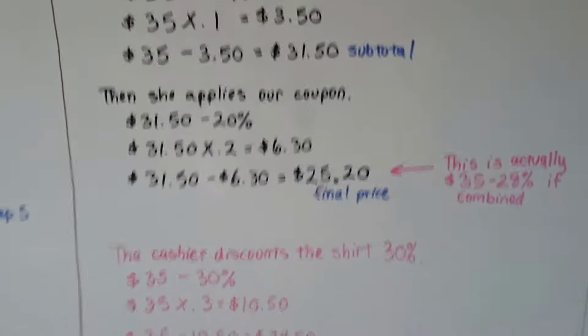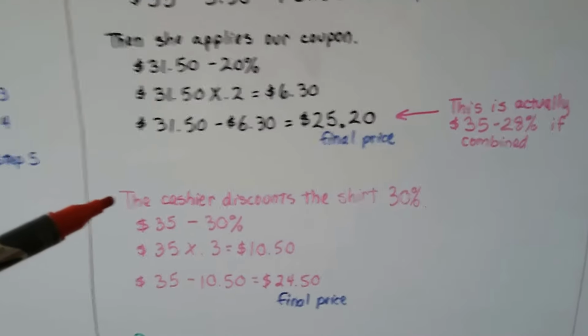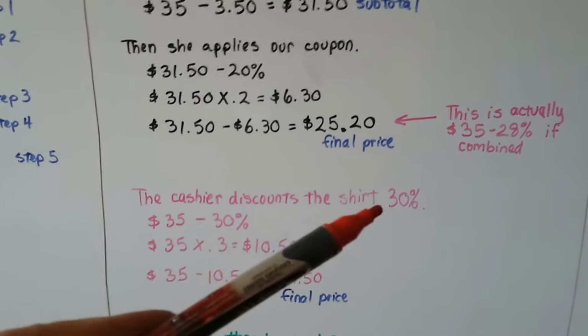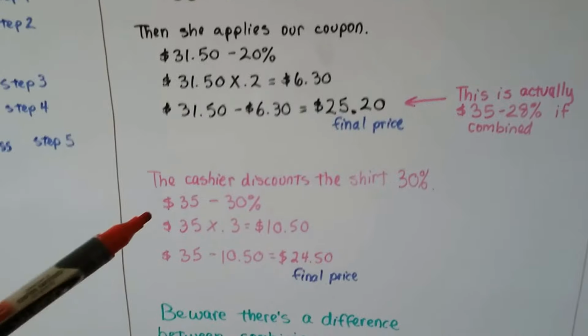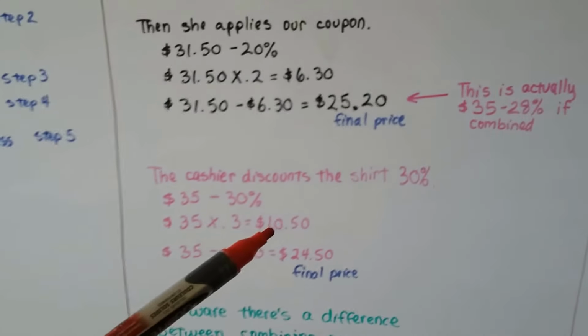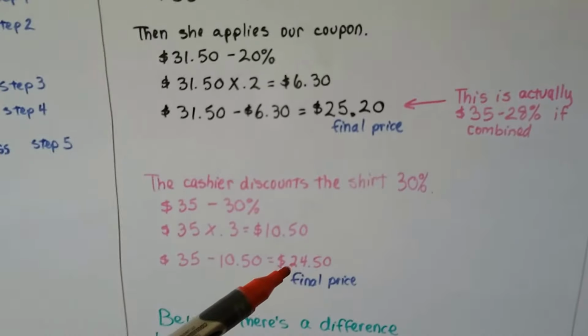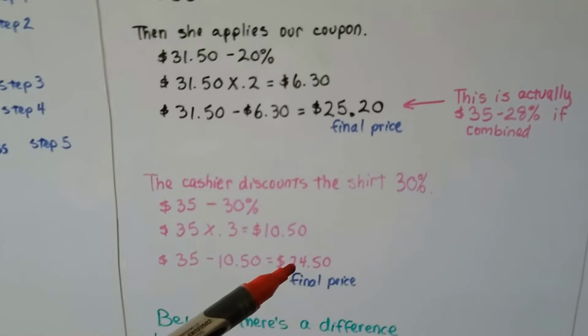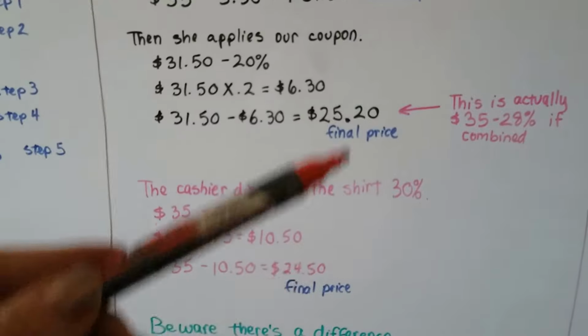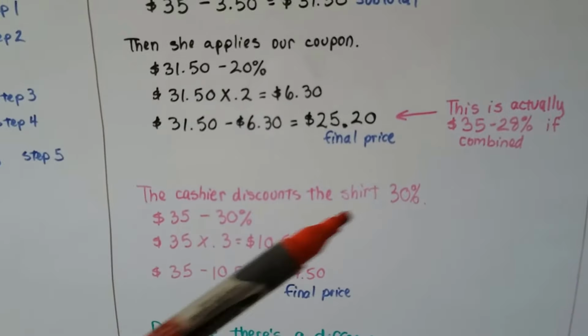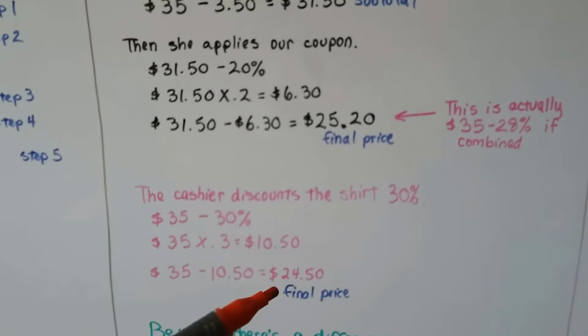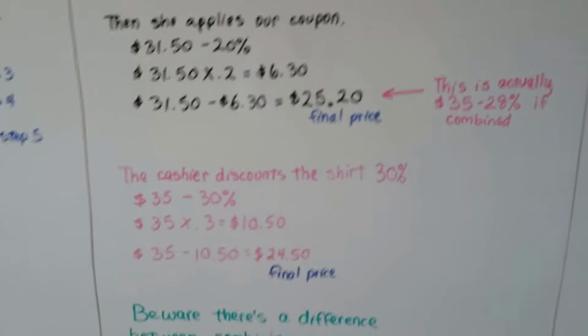Let me show you. If the cashier discounted the shirt, 10% and 20% added together to be 30%, 30% of $35 is $10.50. When we take that away from the $35, we get $24.50. That's a big difference, isn't it? So actually, if the cashier groups your coupons together, you're going to get a better price. But they usually don't do that.